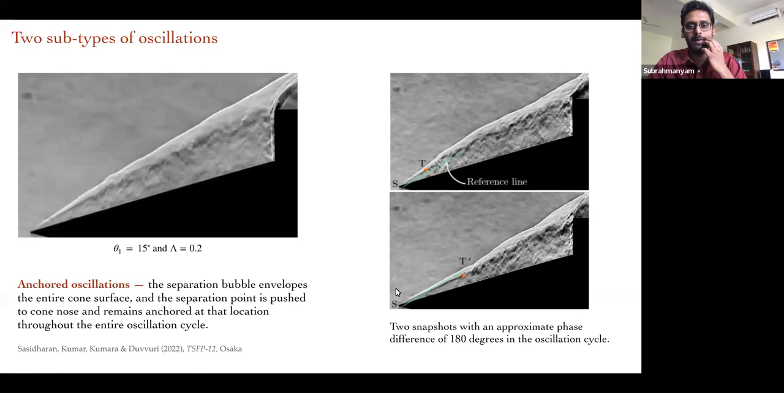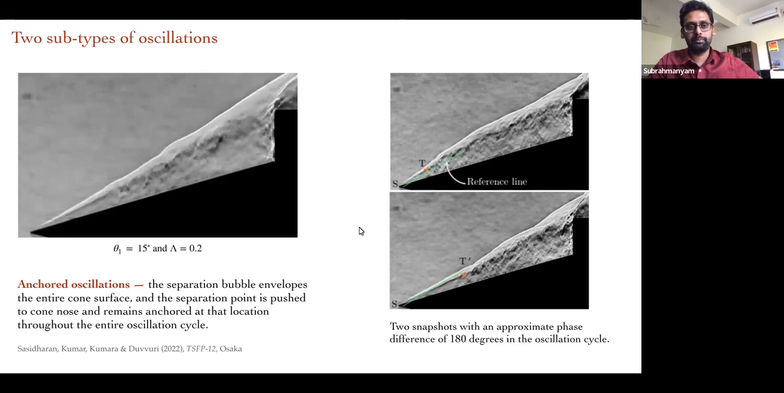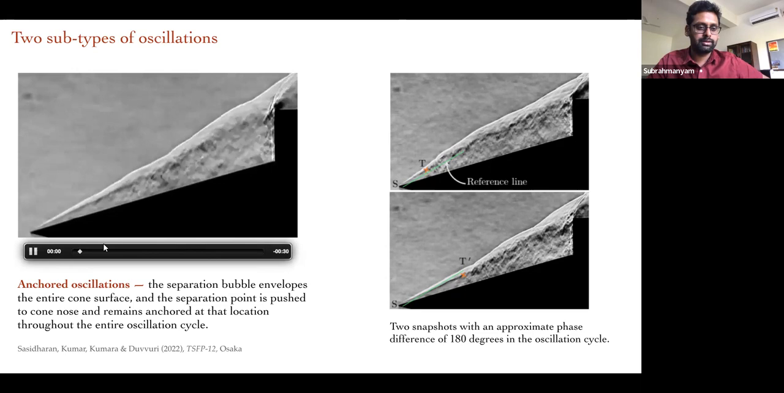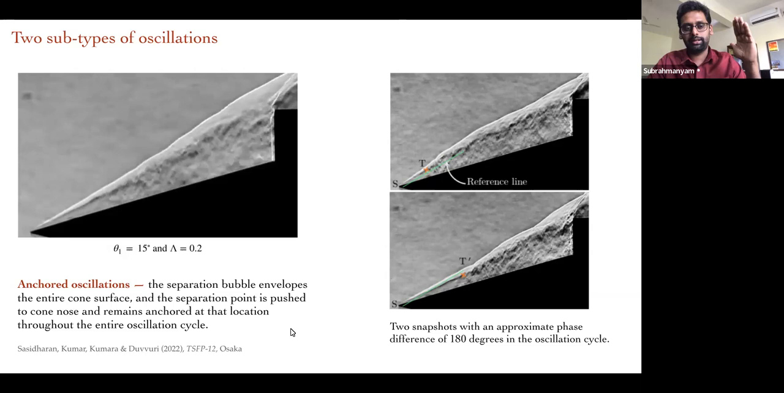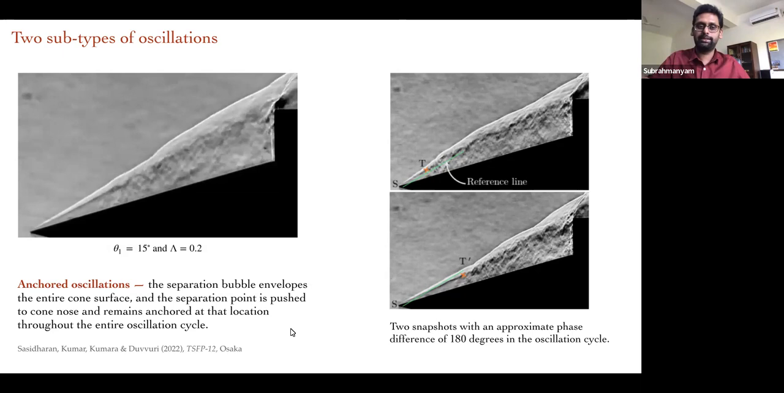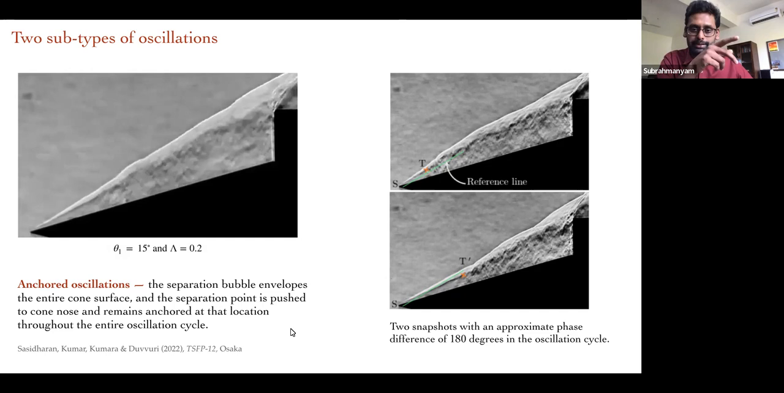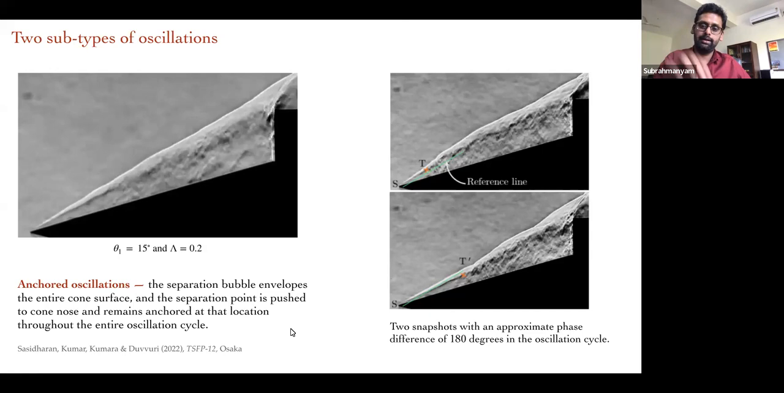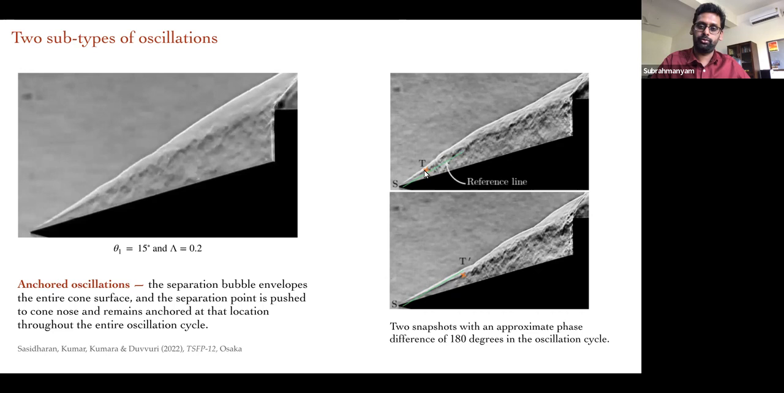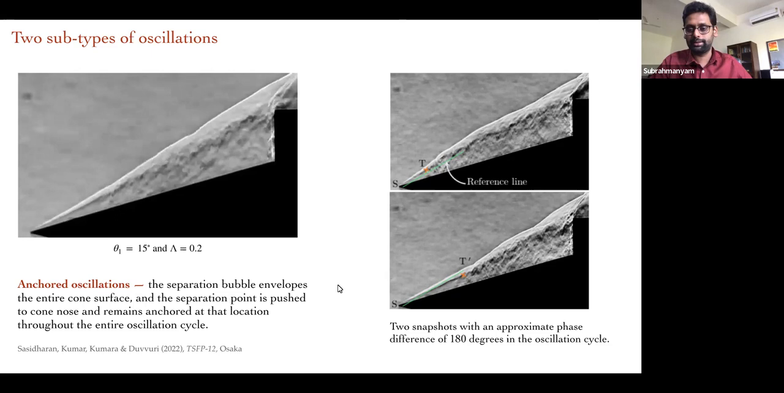Now, the motion in T is happening for a different reason as compared to the previous case of free oscillations. Here, because the local shock angle at the nose is continually changing, the Mach number downstream of that separation shock is also continually changing as the flow goes through this oscillation cycle. Since the Mach number is changing, the stability characteristics of the shear layer are also continuously getting altered. And that is what makes this point T perform these excursions along the shear layer length as you go through one oscillation cycle. Okay, so very interesting flow dynamics.